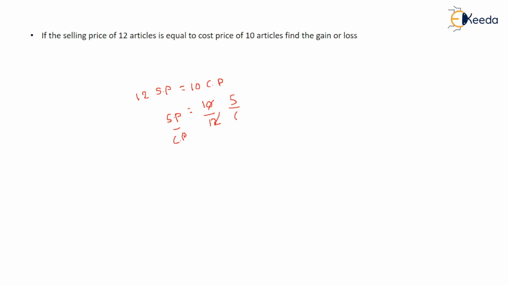So 5 by 6. So he is investing 6 rupees and he is getting 5 rupees. So 1 rupee he is losing, or the loss he incurs by investing 6 rupees. So this comes out to be 16.67. But what about this time? It is a loss this time. Okay, simple. Let's move towards the next question.